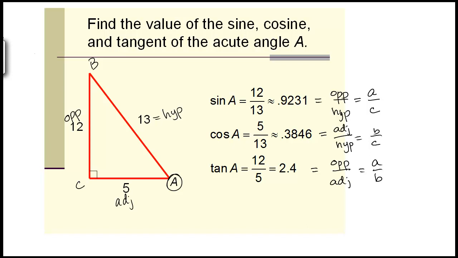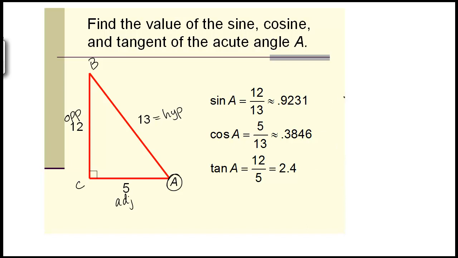A couple of things I want you to realize whenever you're talking about sine of an angle or cosine of an angle. Notice that the sine of angle A is 0.9231, and cosine of angle A is 0.3846. The one thing I notice about both of them is that the sine or cosine of the angle will be less than 1. That is a trademark of that definition, because your denominator has to be bigger than the numerator, which means the value must be less than 1.